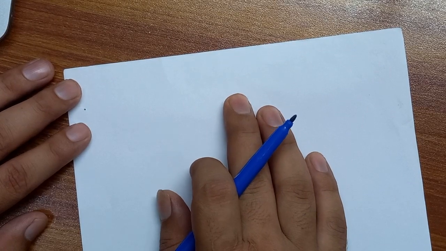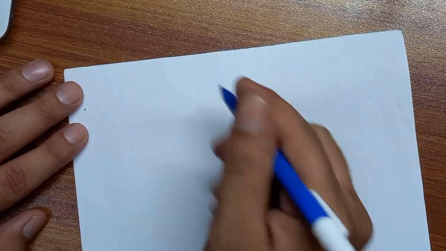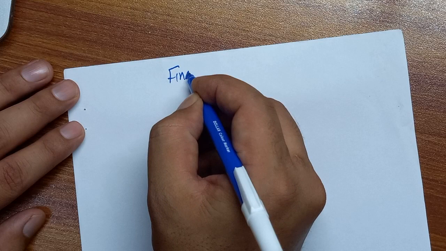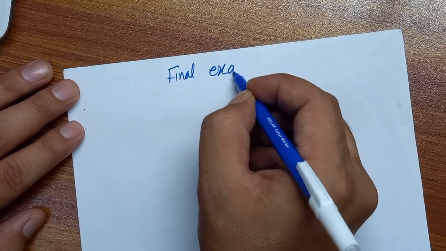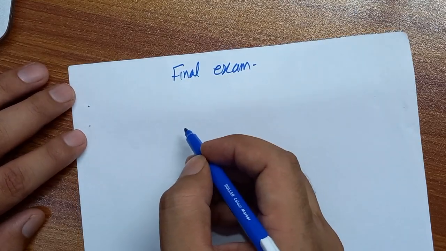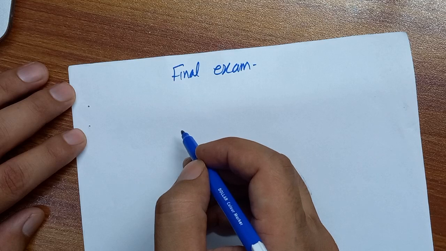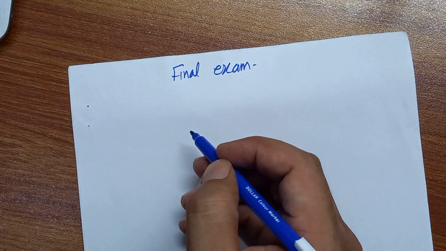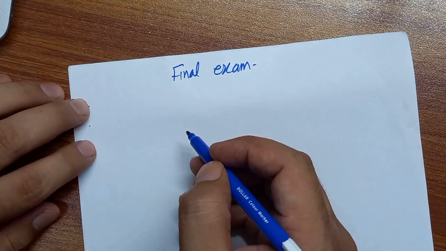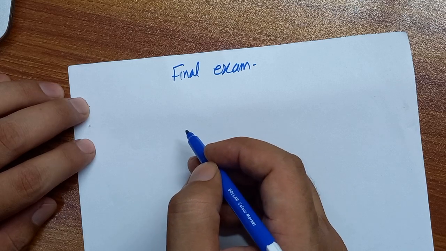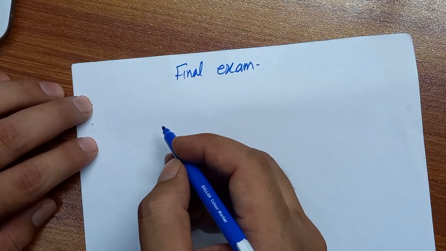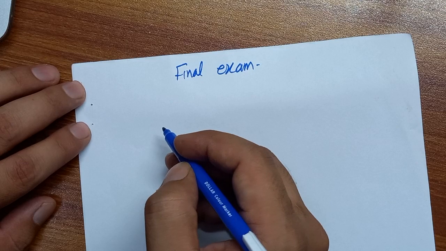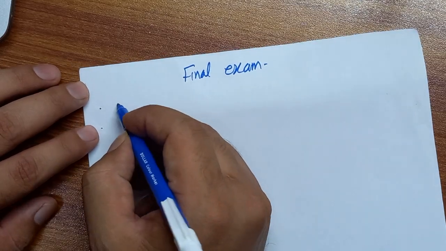Now we have some topics for the final exam. So we have demand function, we have price function, we also have supply function. We will discuss each and everything step by step. So the first thing is demand.